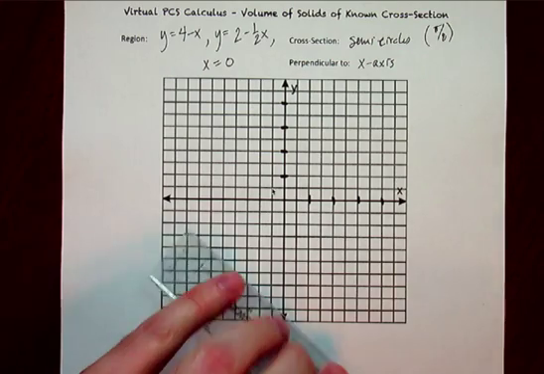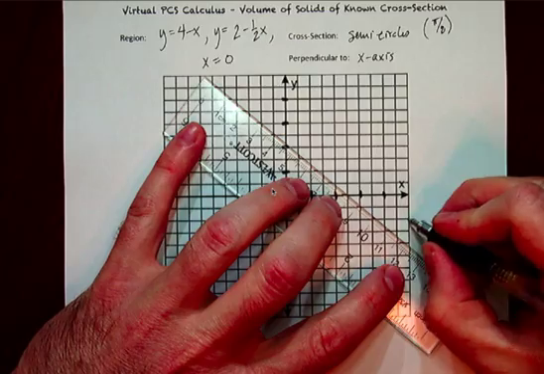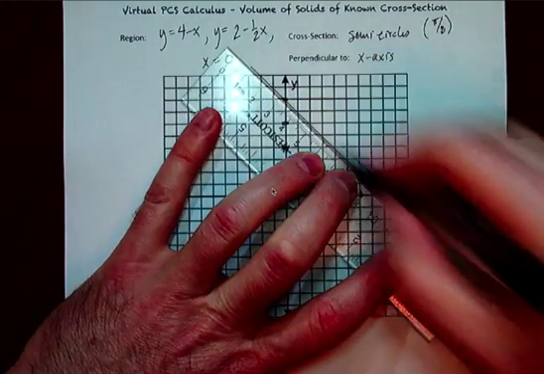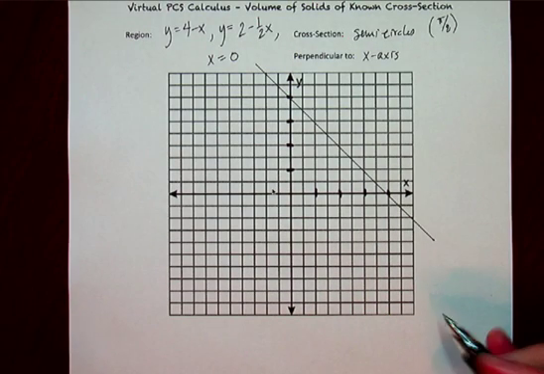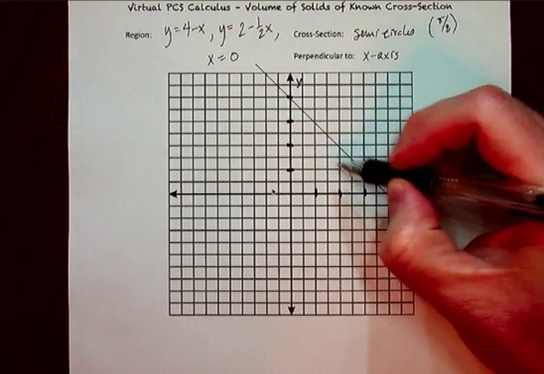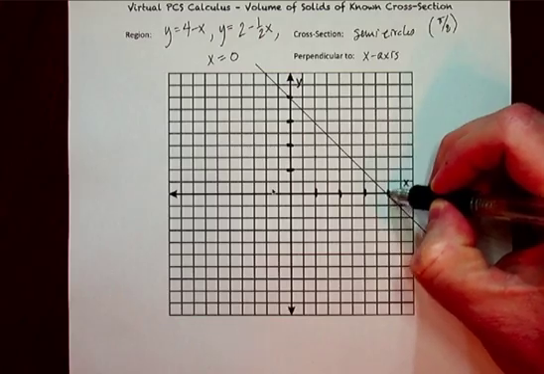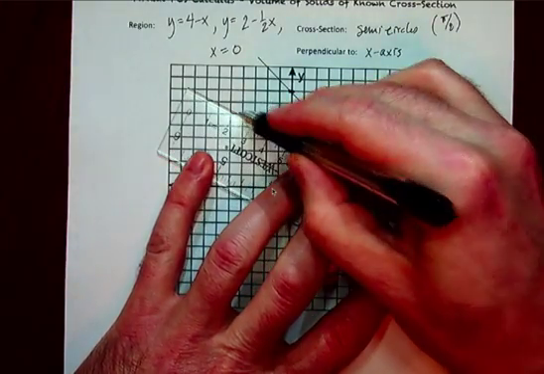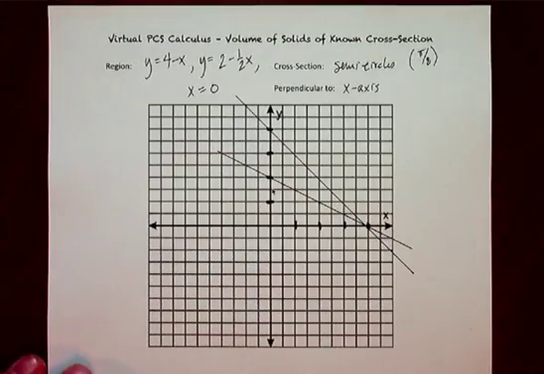Okay, 4 minus x, as we did last time, looks something like this. Now, 2 minus 1/2 x is actually going to wind up starting here and going down like this, and actually meeting here at that same intercept, and so they both go through 4, 0.